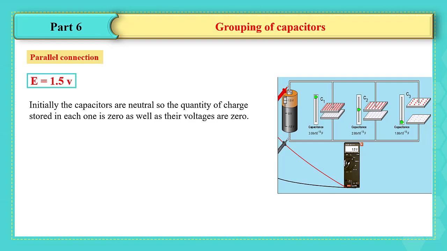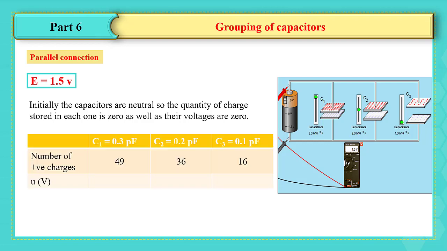If we increase the voltage of the battery to 1.5 volts, then we will notice that for different capacitances of these three capacitors, the number of charges or positive charges accumulating on the plates of the capacitors are different, which are 49, 36, and 16, respectively.